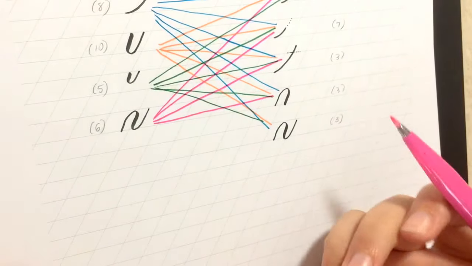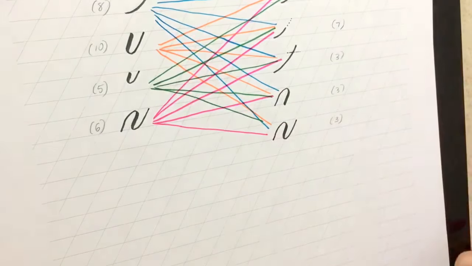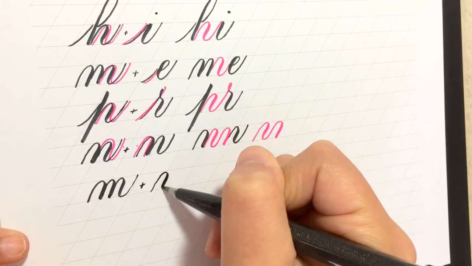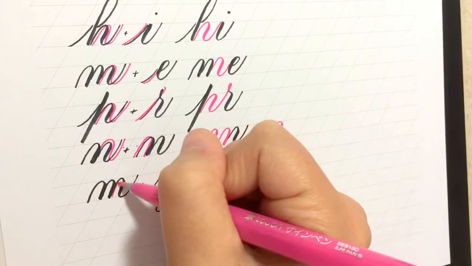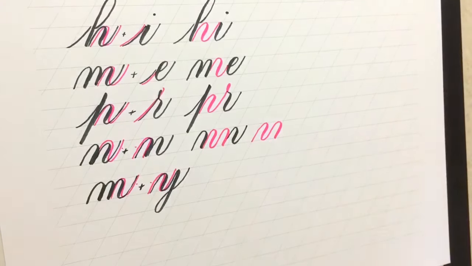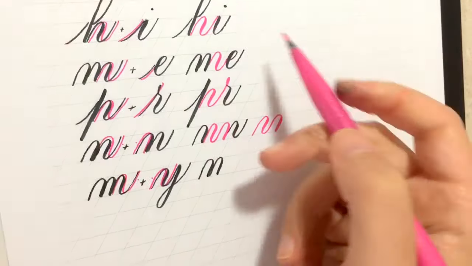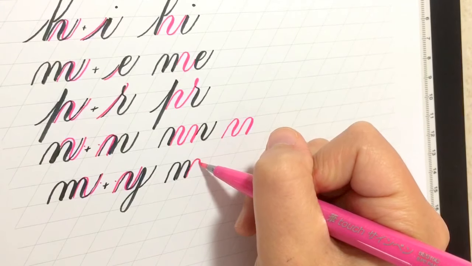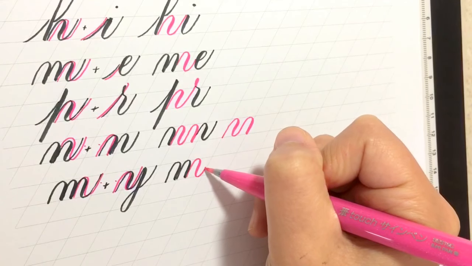Now our very last connection is from a compound curve to another compound curve. Let's connect the letter M to the letter Y. Okay, so the M ends with a compound curve and the Y begins with a compound curve. So we connect the two, we join them at about that point. Okay, so the final stroke of the M is a compound curve. And now at this point, I'm thinking about coming up and around. Instead of going straight up, I need to come up and around and make another compound curve.